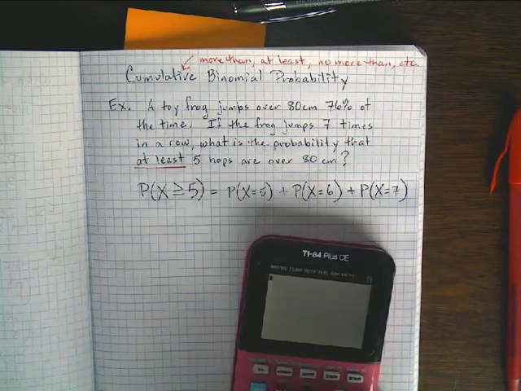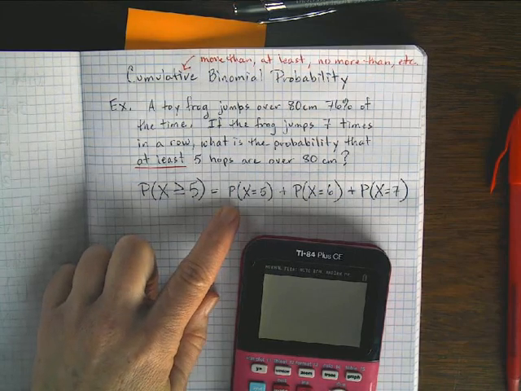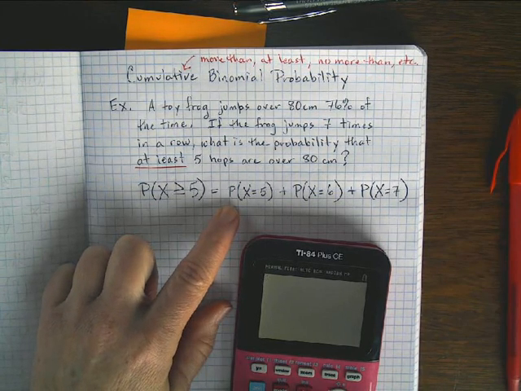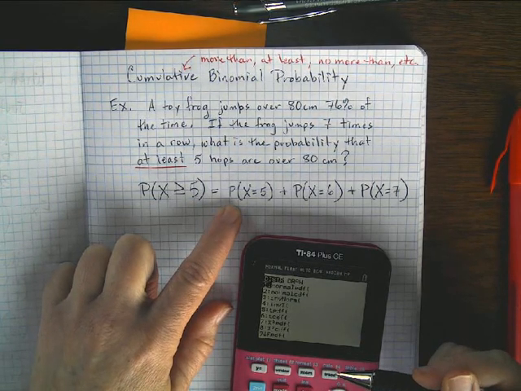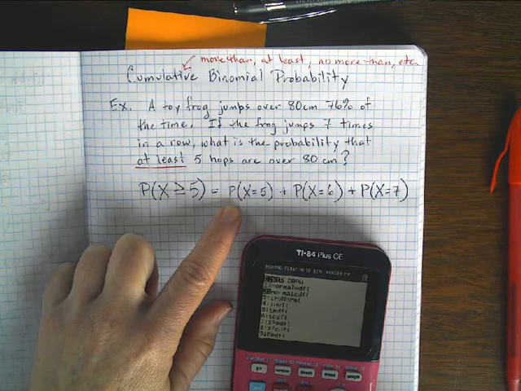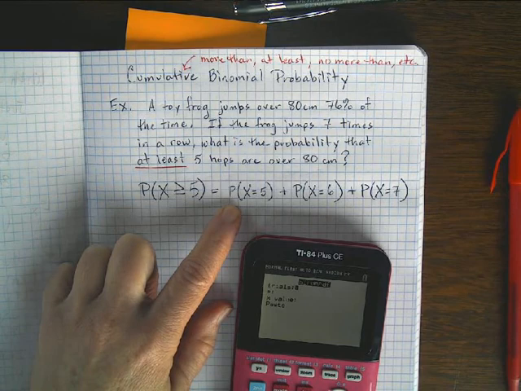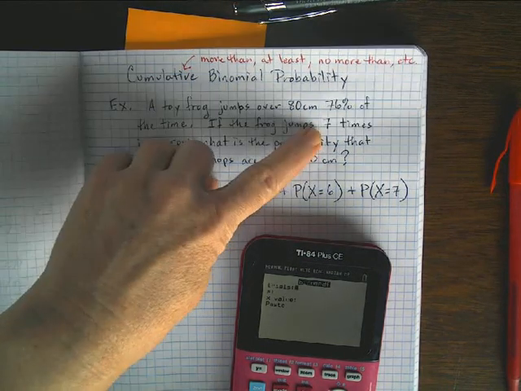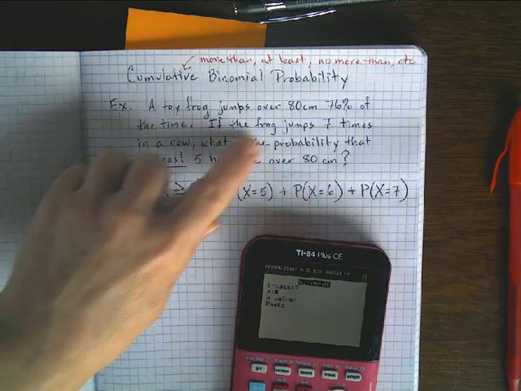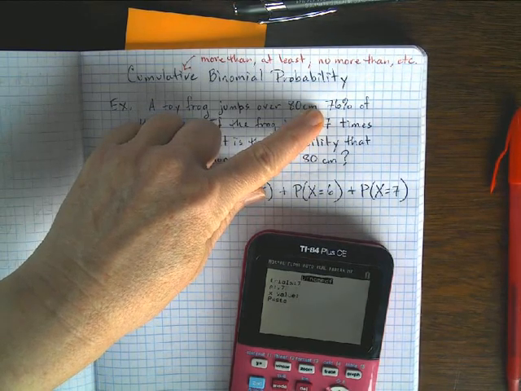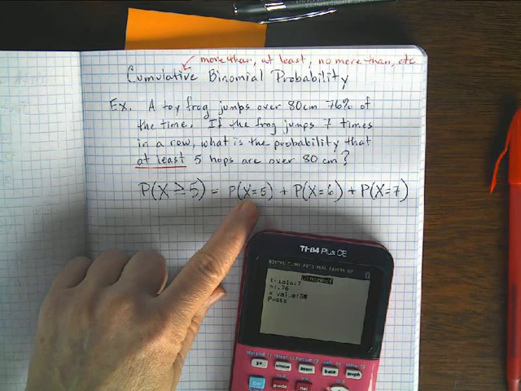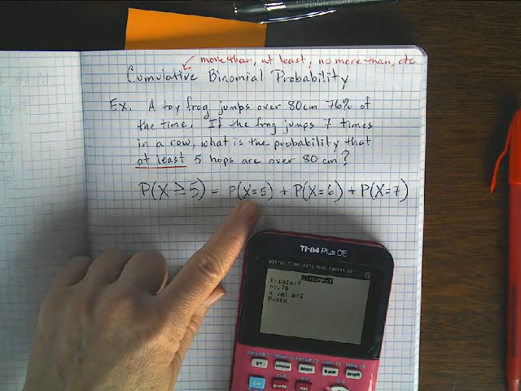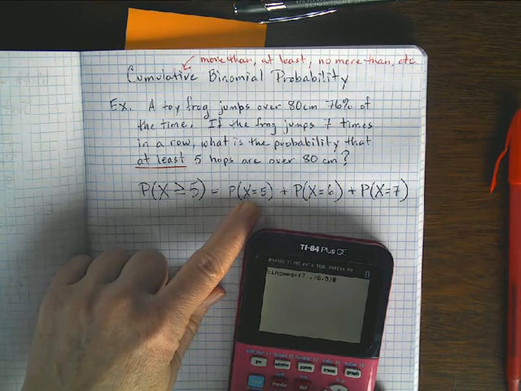So to get each one of these, we're going to do them one at a time. We're going to do second vars, which gets me my distribution functions. And I'm going to go down to option A, there it is. And I'm going to put in my number of trials is 7. My probability of success is 0.76. And my x value for the first one is going to be 5. And hit enter, enter.